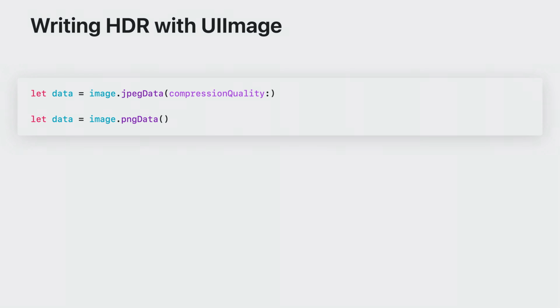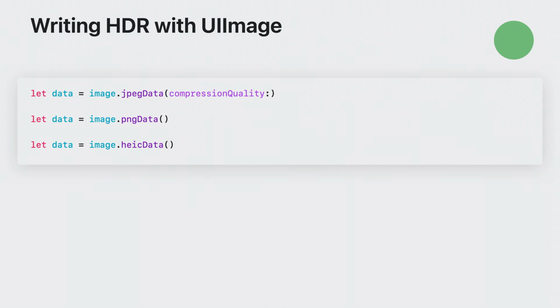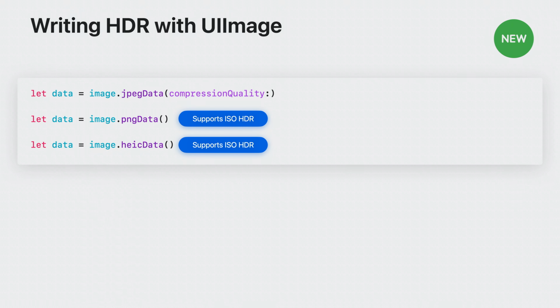Often your app will want to write image objects in memory to a new file representation. Traditionally, using the UIImage JPEG data and PNG data API would save an 8-bit precision SDR image. New this year, UIImage can automatically write ISO HDR images using either 16-bit PNG or 10-bit HEIF format when an object contains HDR content. It will also convert to ISO HDR if the original image was a gain map HDR image.